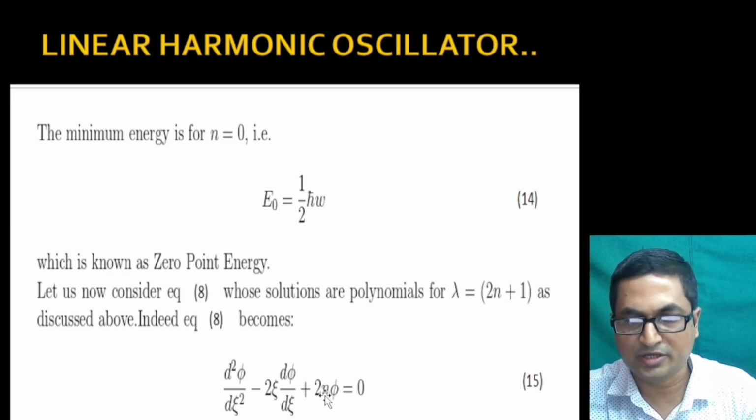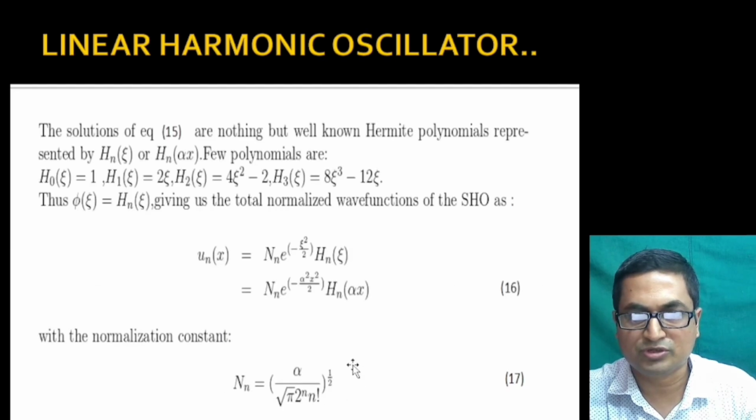Now coming back to the solution of the equation, we put lambda equal to twice n plus 1 in equation 8. Now 8 becomes equation 15. This equation is a very familiar equation in differential equation concepts or mathematical physics. So this equation leads to solutions which are known as Hermite polynomials. Some of the Hermite polynomials: with n equal to 0, it is equal to 1.